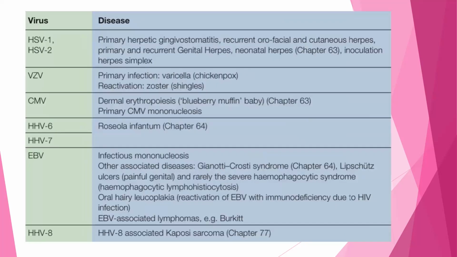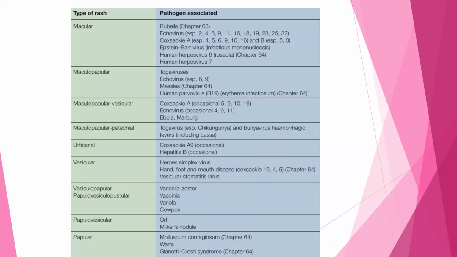Important group that we have to consider is the herpes group of viruses. HSV1 causes primary herpetic gingivostomatitis, HSV2 causes genital herpes. Varicella zoster virus causes varicella or chickenpox in the primary infection, and in the reactivation causes zoster, herpes zoster, which is shingles. Then there are others: cytomegalovirus, EBV, human herpesvirus 6 and 7, and herpesvirus 8, which is associated with Kaposi sarcoma.